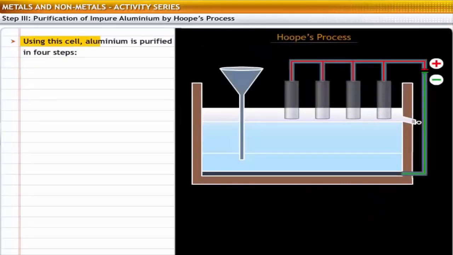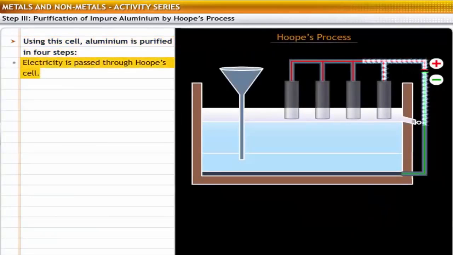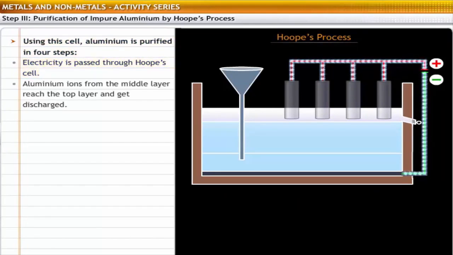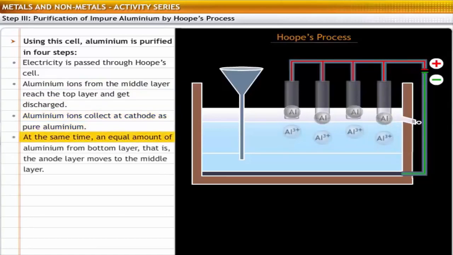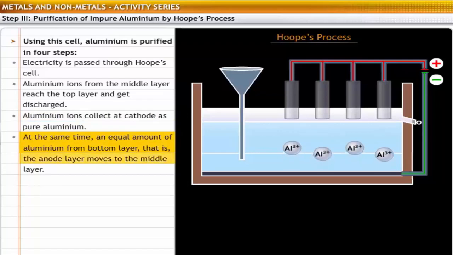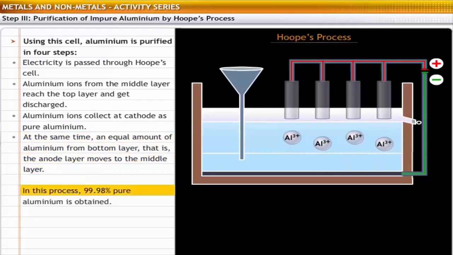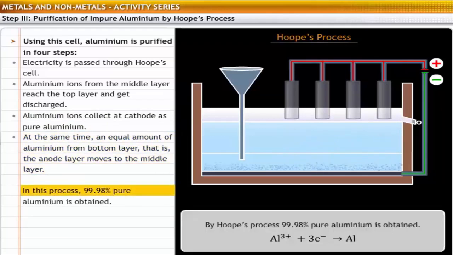Using this cell, aluminium is purified in 4 steps. Electricity is passed through Hoop's cell. Aluminium ions from the middle layer reach the top layer and get discharged. Aluminium ions collect at the cathode as pure aluminium. At the same time, an equal amount of aluminium from the bottom layer, that is, the anode layer, moves to the middle layer. In this process, 99.98% pure aluminium is obtained.